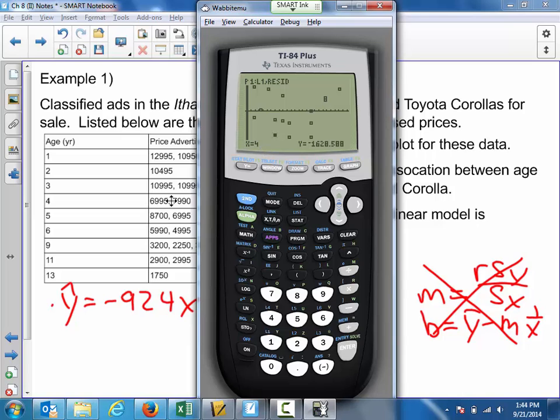Okay, going across, same way here. Let's look at a negative one. For this first 4-year-old car, the advertised price was $6,995, which was actually $1,628.588 less than what the regression line would have predicted. Okay, so again, we're just looking for a pattern in the scatter plot. Here, the pattern is clear in that we've got this curvature going on.